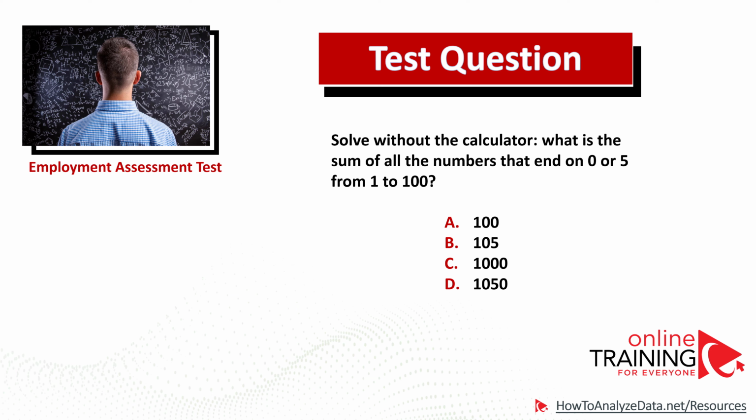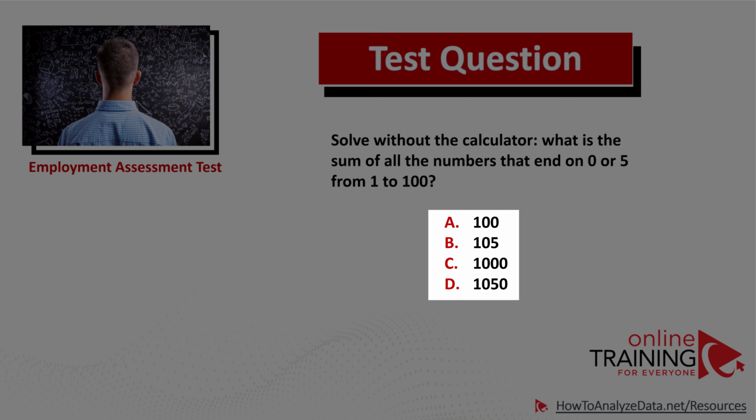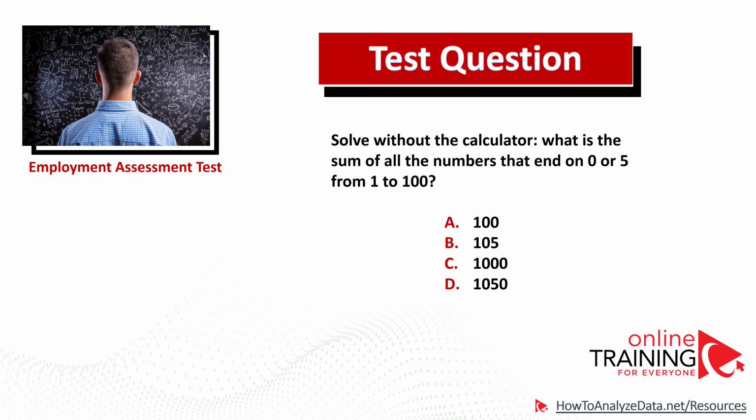Let's look at the problem which you need to solve without the calculator. What is the sum of all the numbers that end on 0 or 5 from 1 to 100? And we have 4 different choices. Choice A, 100. Choice B, 105. Choice C, 1000. And choice D, 1050. Do you think you know the answer? Let's see how we can solve this challenge together.